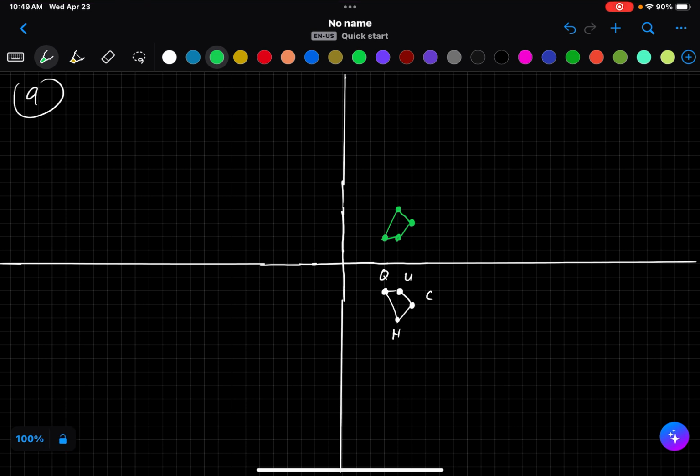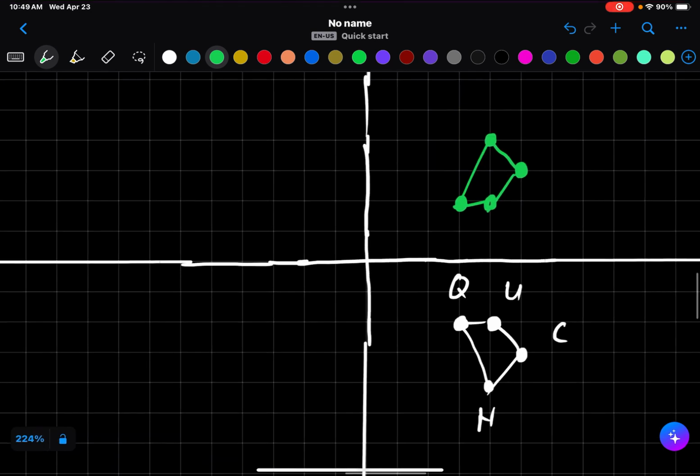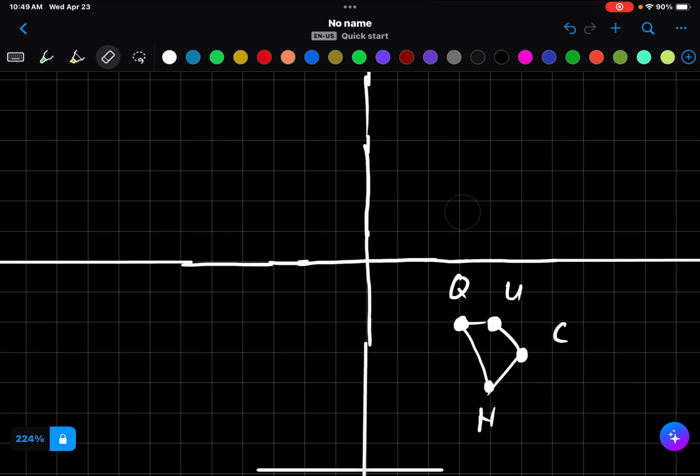Can I zoom in on the grid lines? Oh, I guess I can. Oh, I should have done that. Oh, okay. Well, I'll do that from this point forward. So let's erase this.